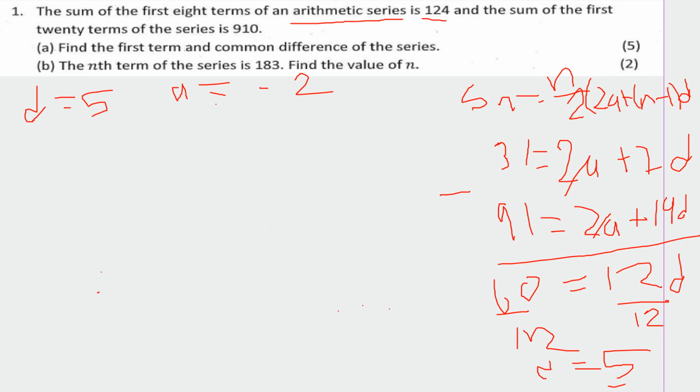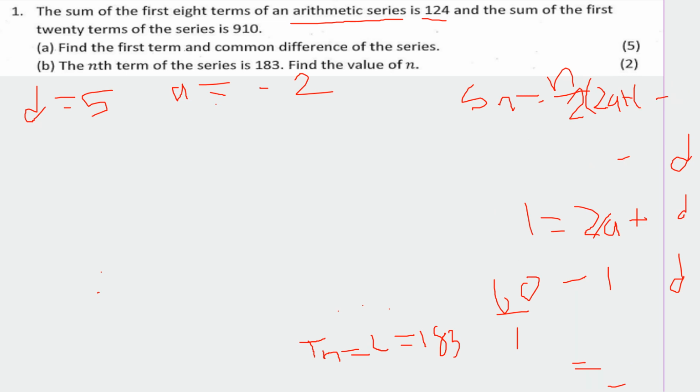So basically on the question, they say what? They say now the nth term of the series is 183. And you remember we said what? The nth term represents the last term of the series. The last term, and now they have given us the value of the last term being 183. And then they say we must find the value of n.